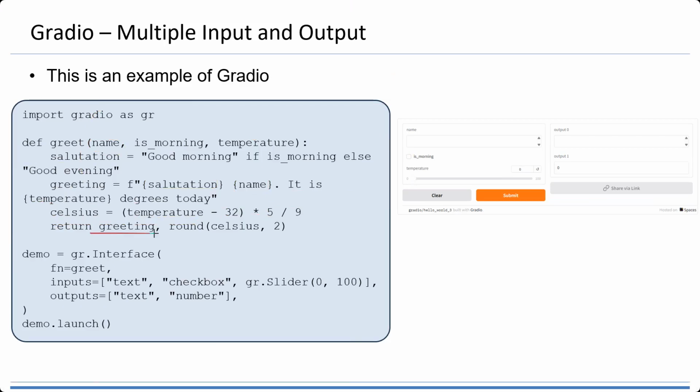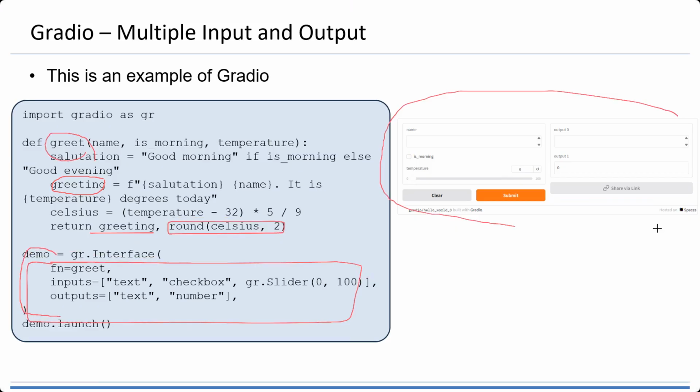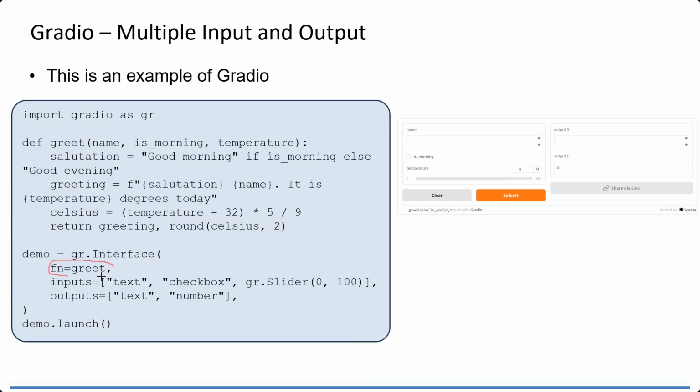So let's suppose we will do the greeting. It returns the greeting, and then let's get back the Celsius. The first section is about the function, and in the second section we need to define the interface. This is the interface. If you can see now, first we are calling the function. In the function, there are three inputs.